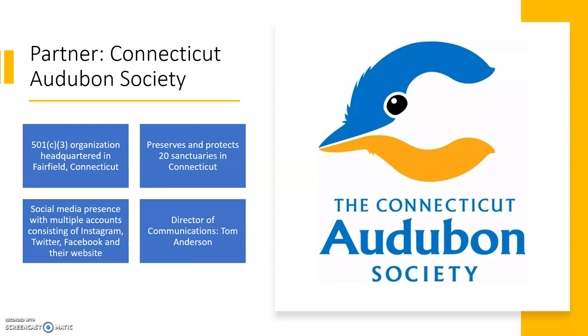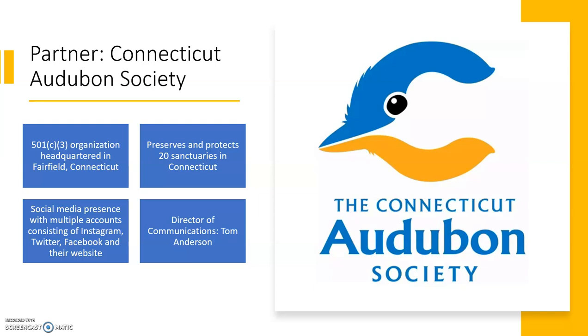So, my partner for this project is the Connecticut Audubon Society. They are a nonprofit organization headquartered in Fairfield, Connecticut, with numerous centers and sanctuaries throughout the state. Their mission is to protect Connecticut's birds, other wildlife, and their habitats through conservation, education, and advocacy. The Connecticut Audubon Society preserves and protects 20 sanctuaries in Connecticut, totaling 3,300 acres of natural habitat.